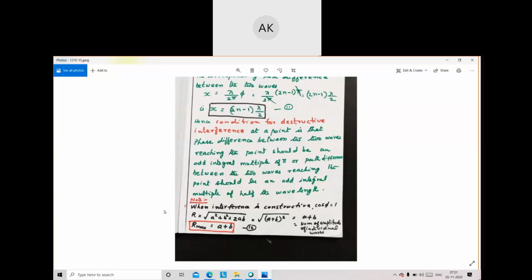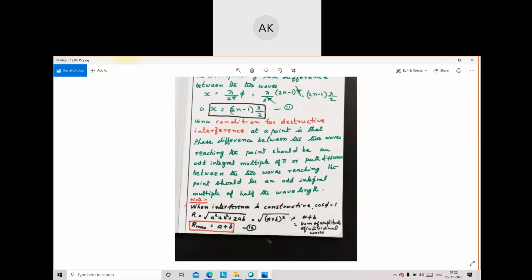Yesterday we got the resultant amplitude of the wave, R equal to root of a square plus b square plus 2ab cos phi. Here cos phi is 1, which means constructive interference, so intensity will be maximum. That happens when phi is equal to 0, 2 pi, 4 pi, etc. So we get root of a square plus b square plus 2ab, which is root of a plus b whole square, and that can be written as a plus b. So in constructive interference, the amplitude of the resultant wave is a plus b, the sum of the amplitudes of the individual waves.